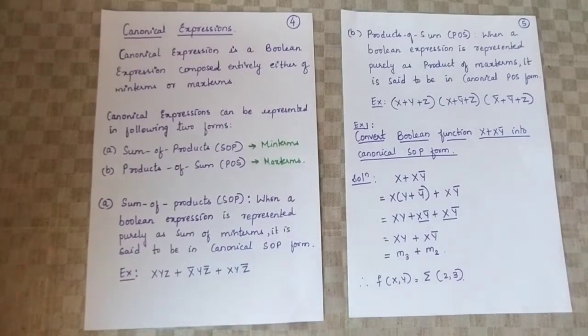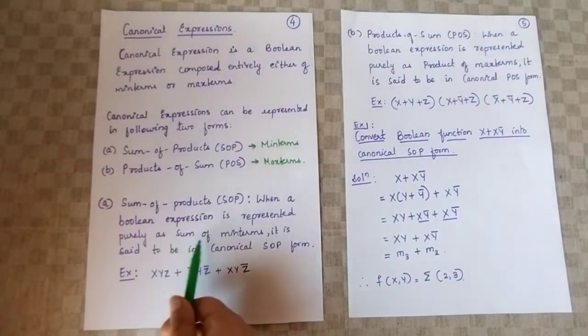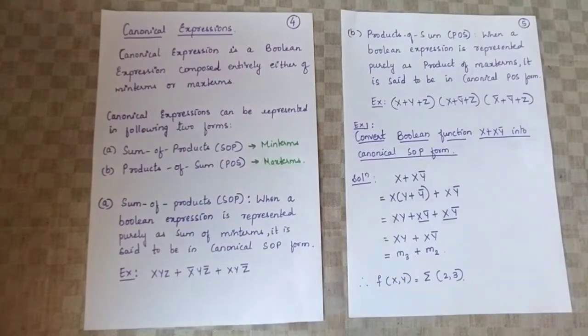So here in this entire expression we have three literals x, y, z, and you check each term. Each term consists of all the three literals and it is a product. So if it is a product of all the literals, these are min terms. Since there is a sum of these min terms, it is purely a sum of min terms. So it is sum of products form.